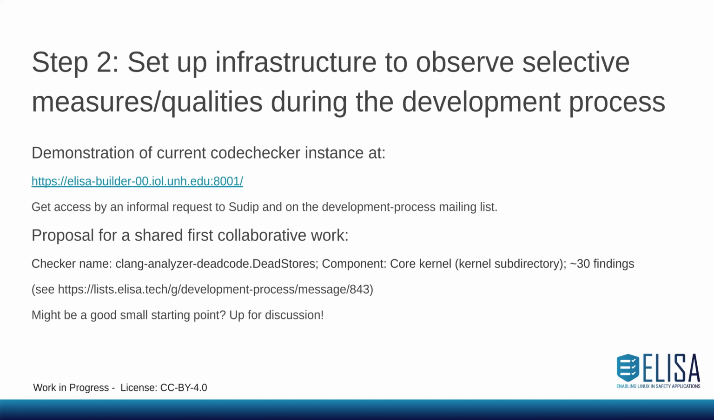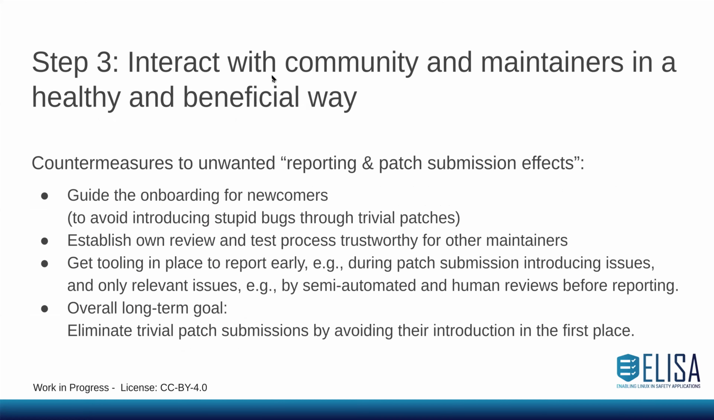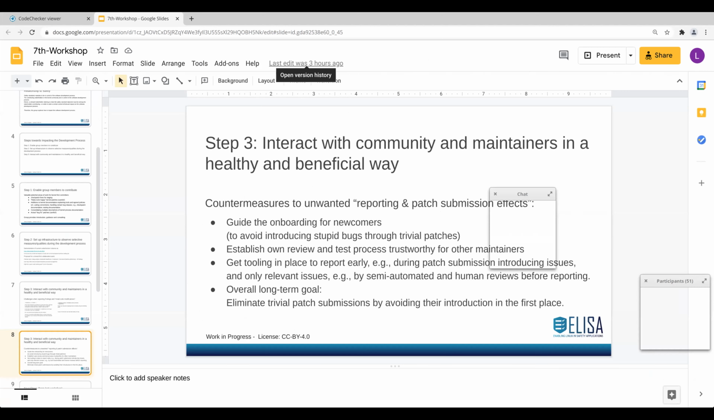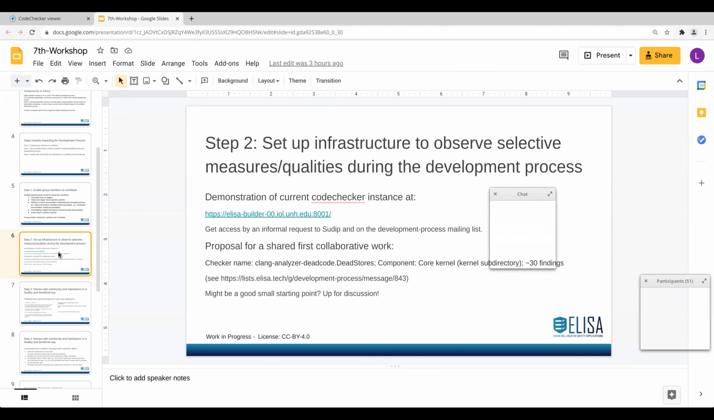Yes, the step 2 is that we need kind of an infrastructure to observe some measures and qualities. And for that, we have a build server and a code checker instance. I'll quickly show a demo to that. And you can get access yourself by requesting it on the mailing list.